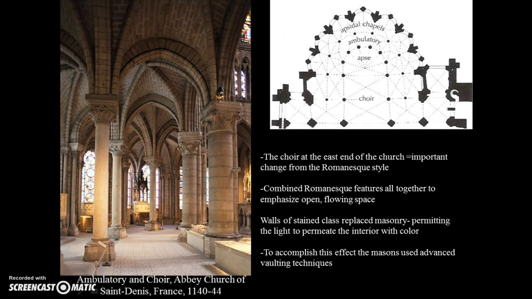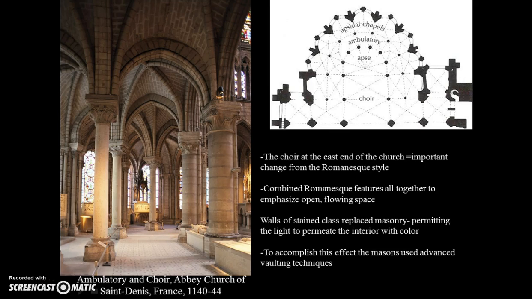The choir at the end of the church represented an important change from the Romanesque style. The plan of the choir looked like that of a Romanesque pilgrimage church, with a semicircular sanctuary surrounded by an ambulatory from which radiated seven chapels and was lit by large stained glass windows. It combined Romanesque features to create a fully integrated architectural whole that emphasized open, flowing space. Chapels, sanctuaries, and ambulatories were opened up to one another, so again, really creating some movement.